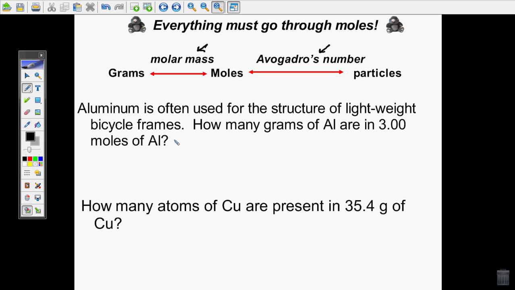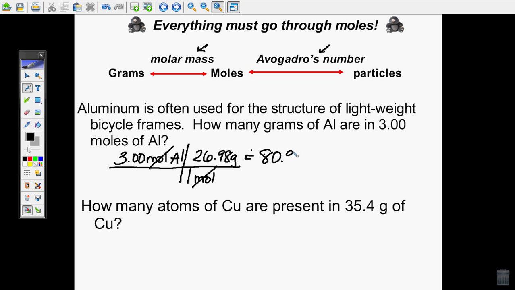Alright, so aluminum is often used for the structure of lightweight bicycle frames. How many grams of aluminum are in 3 moles of aluminum? Well, I start with my 3 moles of aluminum because that's my given. And I know by looking at the periodic table that in 1 mole of aluminum there is 26.98 grams. Okay, so my moles cancel out, and then I just multiply across the top, divide by what's on the bottom, and I get 80.94 grams. Alright, and look back at your sig figs. I have 3 sig figs here, so I need 3 sig figs here. So 80.9 grams of aluminum is my answer.